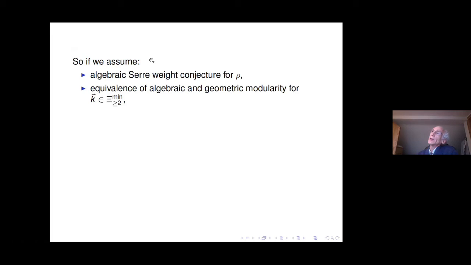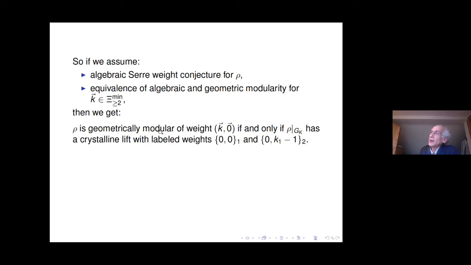So if I can just take another 2 minutes. If we assume the algebraic Serre weight conjecture and the equivalence between algebraic and geometric modularity, then we get that being geometrically modular of partial weight one is equivalent to rho having a crystalline lift of partial weight one, with these labeled Hodge-Tate weights corresponding to partial weight one.